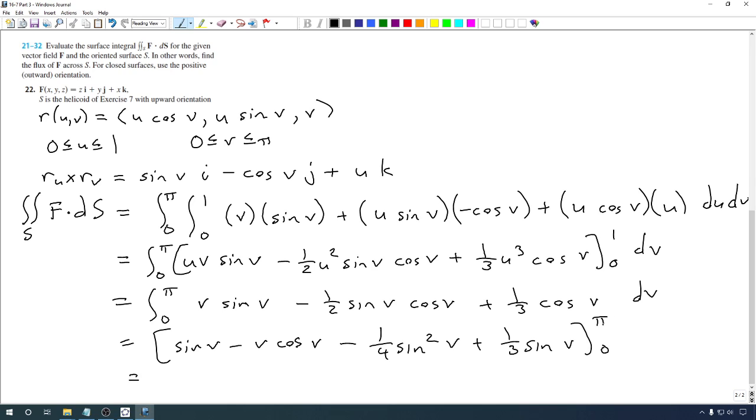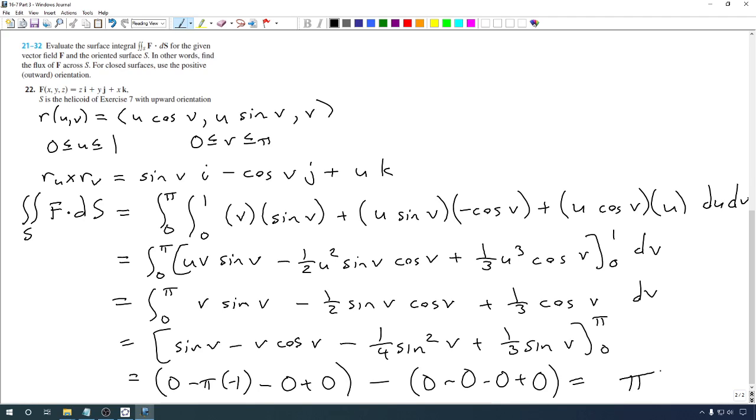Alright, now we get to plug stuff in. When we plug in pi, well, sine of pi is 0. We have a minus pi times cosine of pi, but cosine of pi is -1. Sine of pi is another 0, and another 0. Then we plug in 0. Well, sine of 0 is 0. Cosine of 0 is 1, but we're multiplying it by 0. Sine of 0 and sine of 0 are both 0. A lot of zeros. The only thing that actually survives is a negative pi times -1, or just pi.